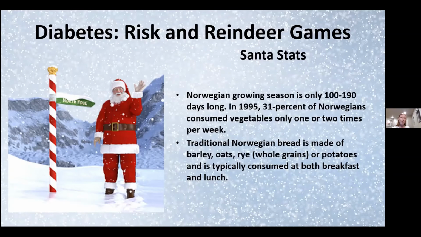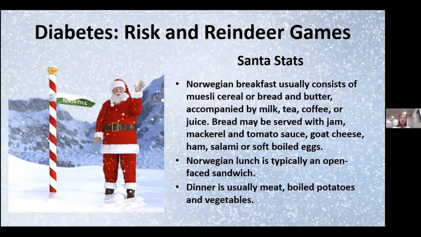In 1995, it's an old stat, but it's the latest I could get, 31% of Norwegians consumed vegetables only 1 or 2 times per week. Traditional Norwegian bread is made of barley, oats, and rye, so whole grains, or potatoes, and is typically consumed at both breakfast and lunch. Norwegian breakfast usually consists of muesli, cereal, or bread, and butter, accompanied by milk, tea, coffee, or juice.